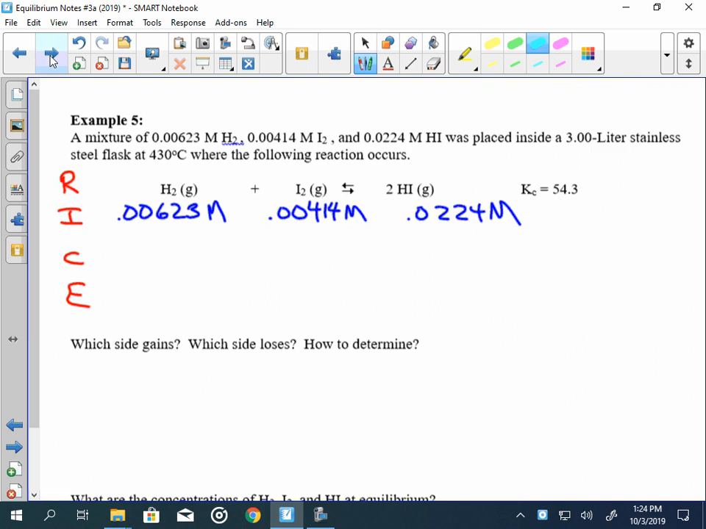All right? So if we look at example number 5, the question we have to ask ourselves is: does the system shift to the right to achieve equilibrium, where it goes up on the right side and down on the left side? Or does it go to the left and we lose on the right?